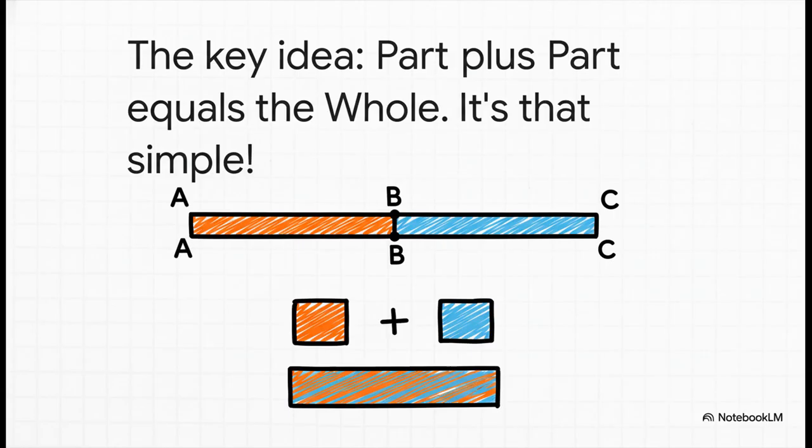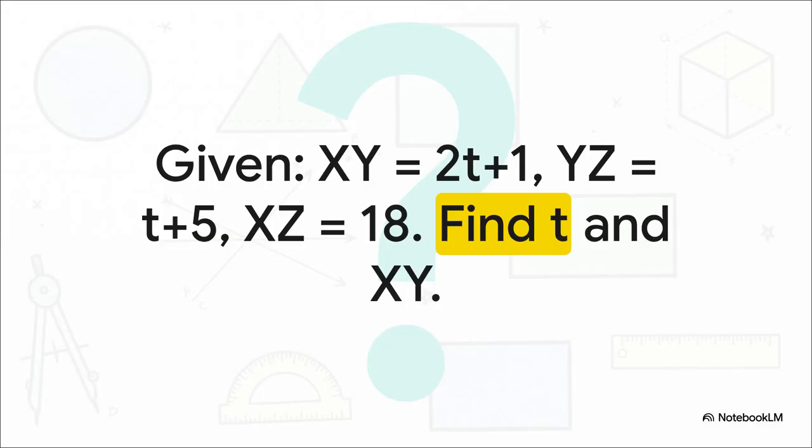All it says is that if you have a point sitting on a line segment between the 2 ends, then the length of the first part plus the length of the second part has to equal the length of the whole thing. Part plus part equals whole. That's it. So let's put that to work.